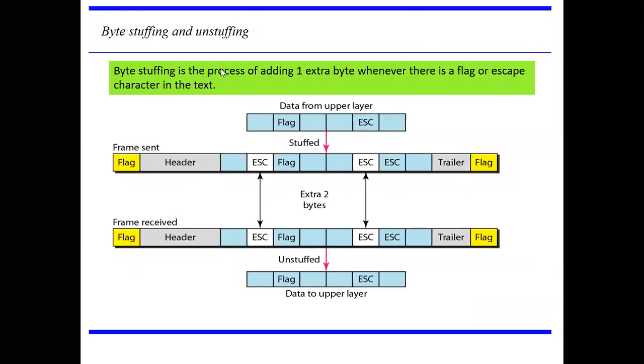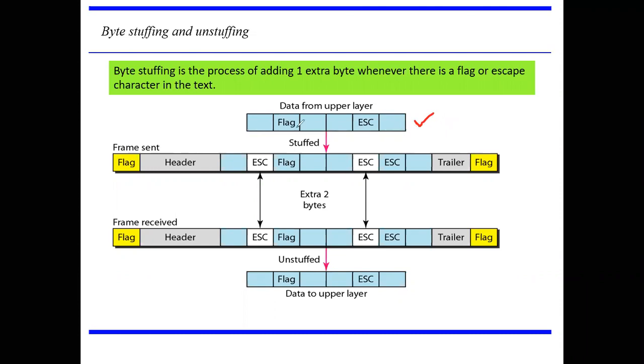Now we'll take an example. You can read this one. Byte stuffing, or character stuffing, is the process of adding one extra byte whenever there is a flag or escape character. Now take this as an example. Consider this is coming from the upper layer, and this is the actual data.